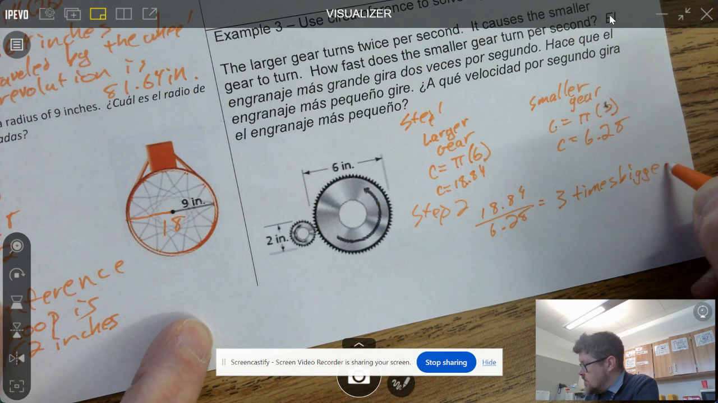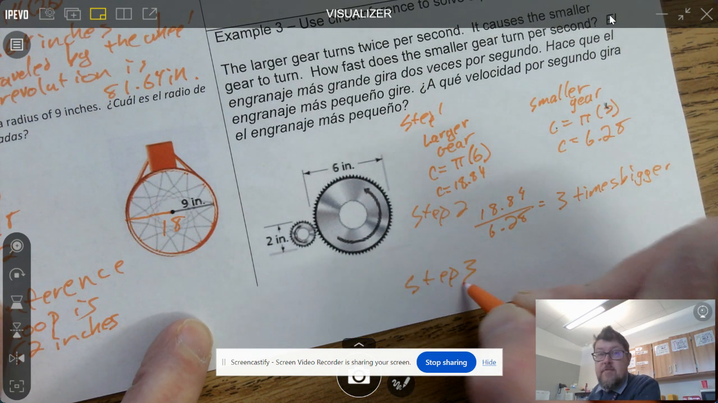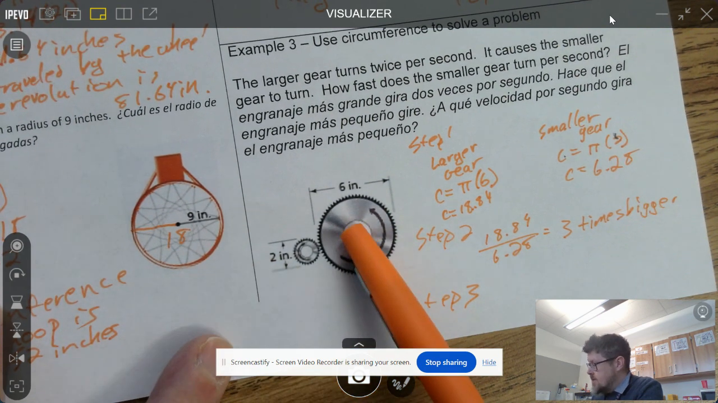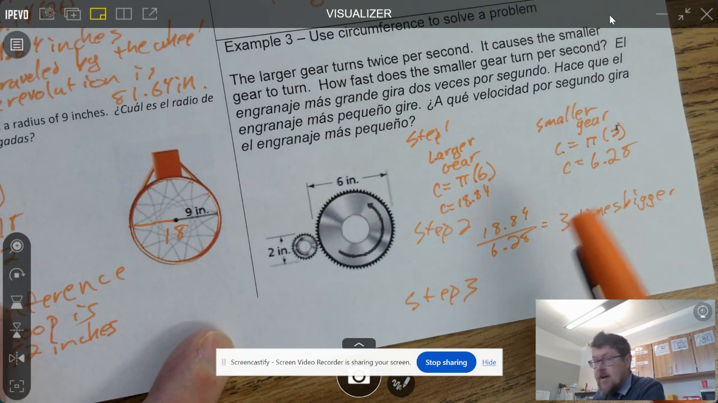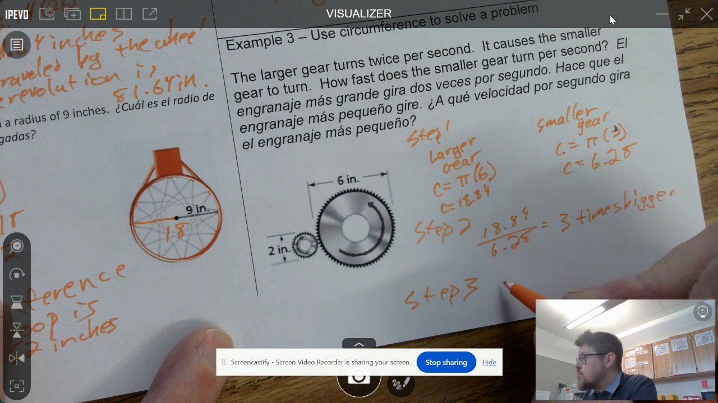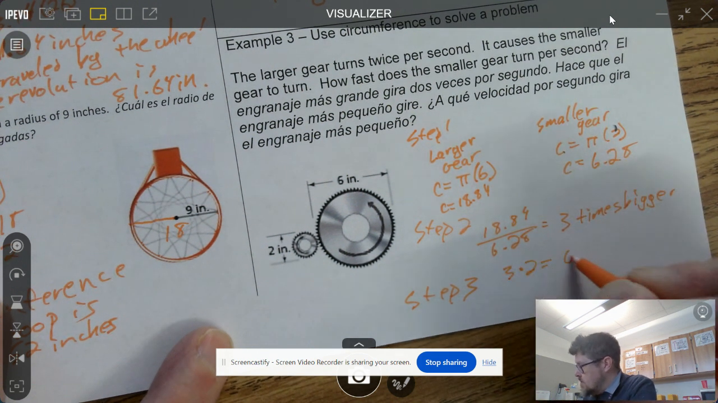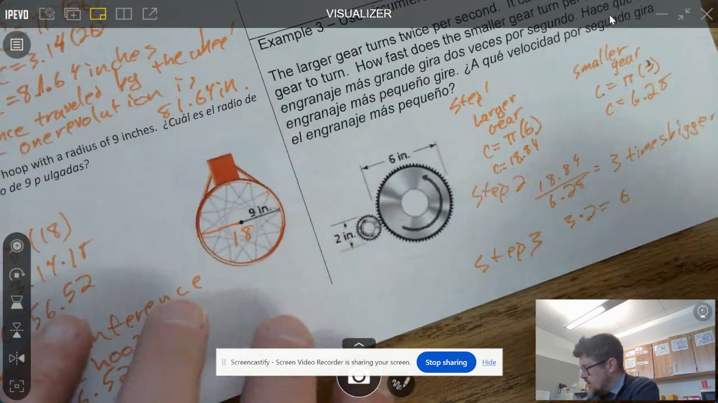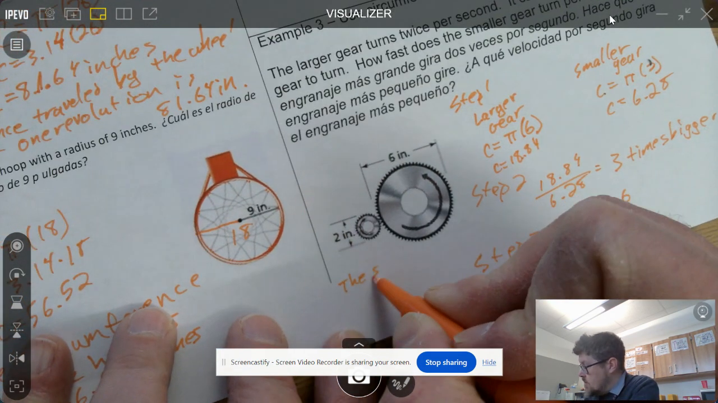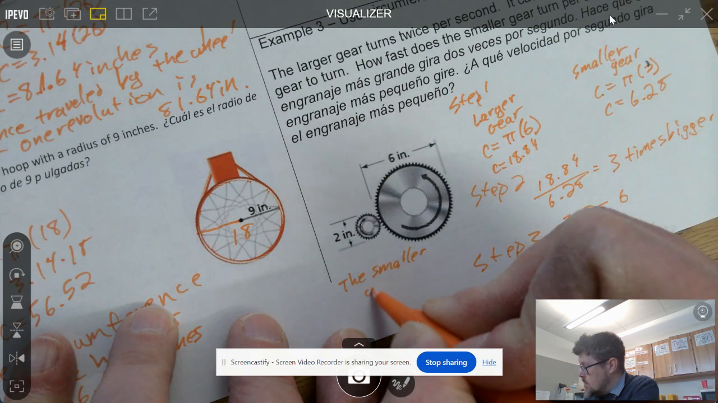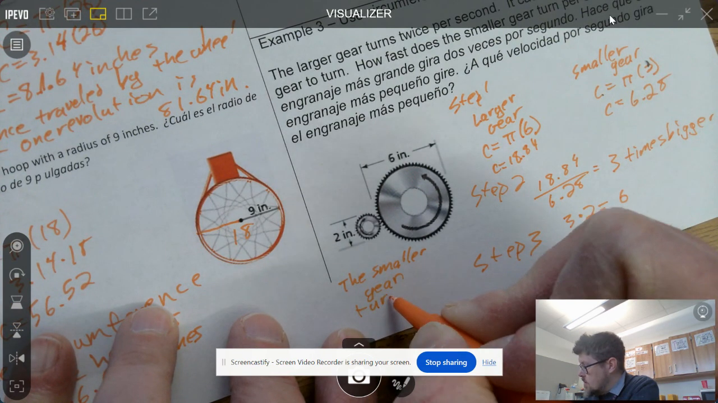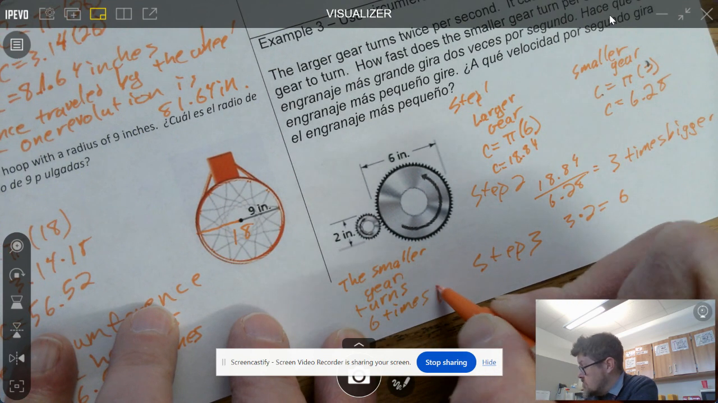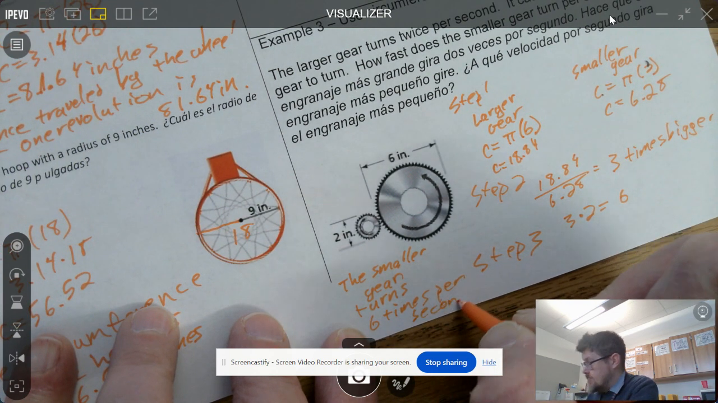And so now for step 3, the other piece of information is that the larger gear turns twice per second. So if this is 3 times bigger, we take that 3 and multiply by that 2. And we get 6, right? So how fast does the smaller gear turn per second? Sorry, running out of room here. The smaller gear turns 6 times per second. There you go.